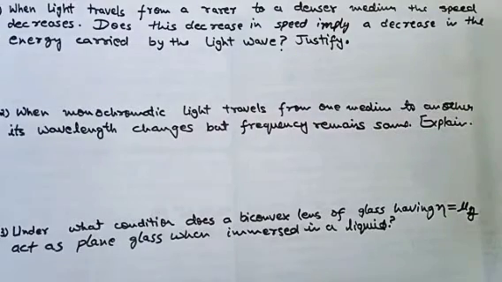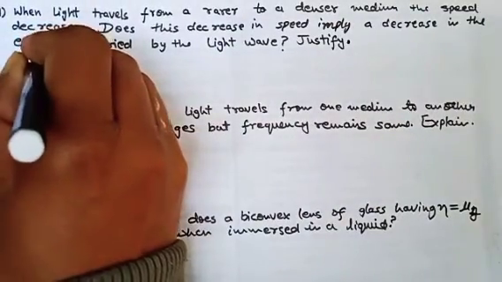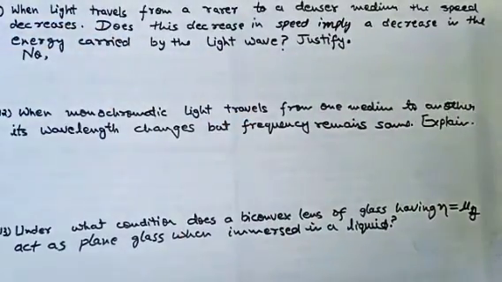Okay, when light travels from rarer to denser medium, speed decreases, and vice versa. If denser to rarer, speed increases. All right. Does this decrease in speed imply decrease in energy carried by light wave? Answer is no. Justify. So this time we can't get by just saying no and that's all. They have asked for justification also.